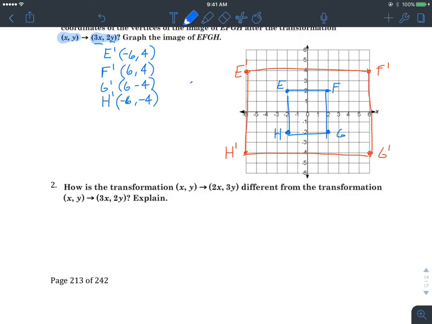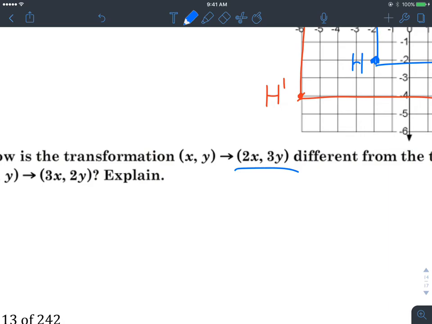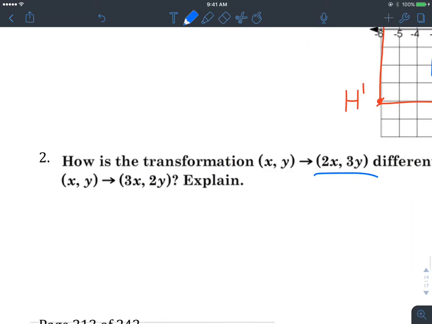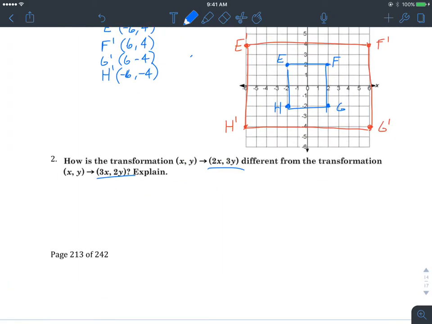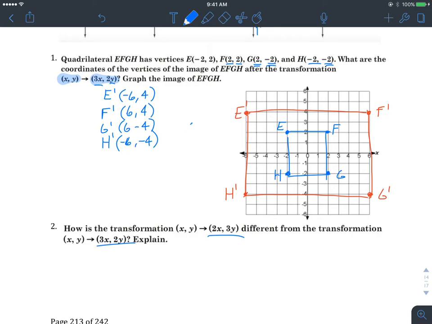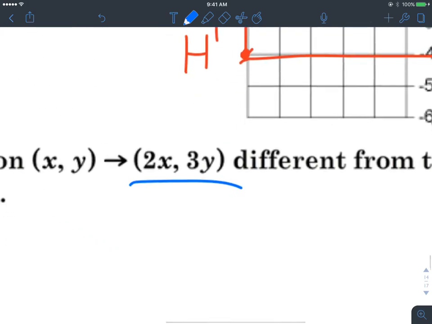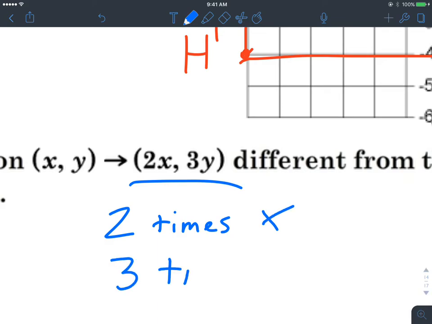Okay, so how's the transformation? What if we did 2 times the x's and 3 times the y's? What if we did 3 times the x's and then 2 times the y's? Let's see how that differs. I think originally up here we did 3 times the x and 2 times the y. So let's see how it's different. Right here it's only 2 times x, and then 3 times the y values.